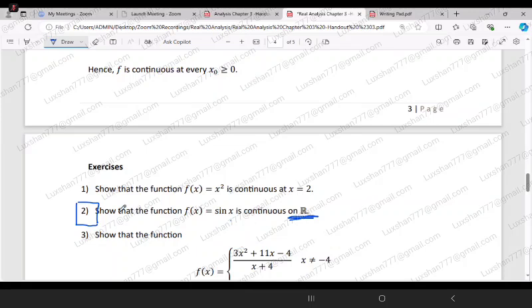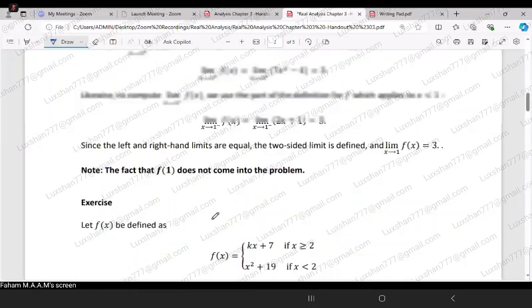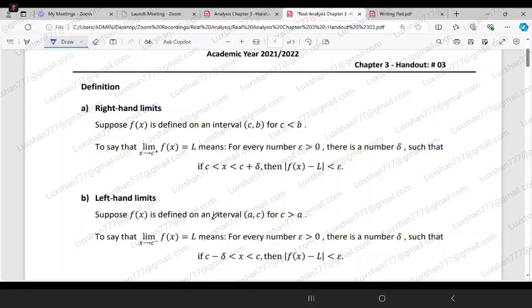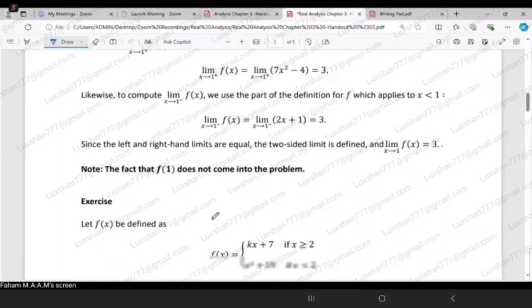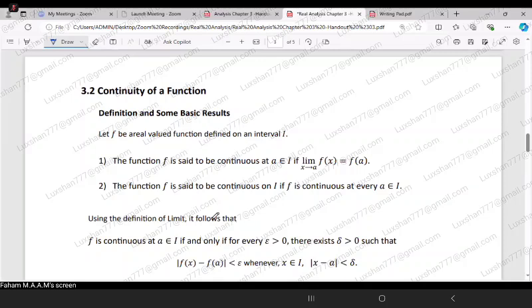In the last class we proved continuity at x equals 0, so from that we cannot conclude that the function is continuous on R. You have to clearly read the definition of continuity. A function is said to be continuous at a if this condition is satisfied. A function is said to be continuous on I, that is, throughout the domain, if the function is continuous everywhere. So you have to be careful with this definition.